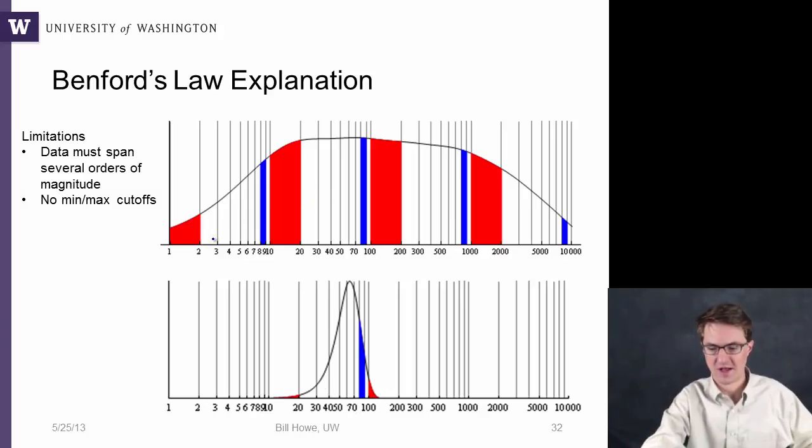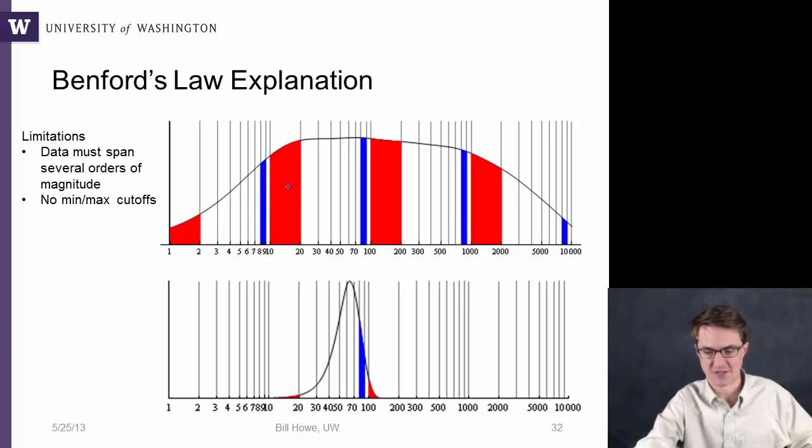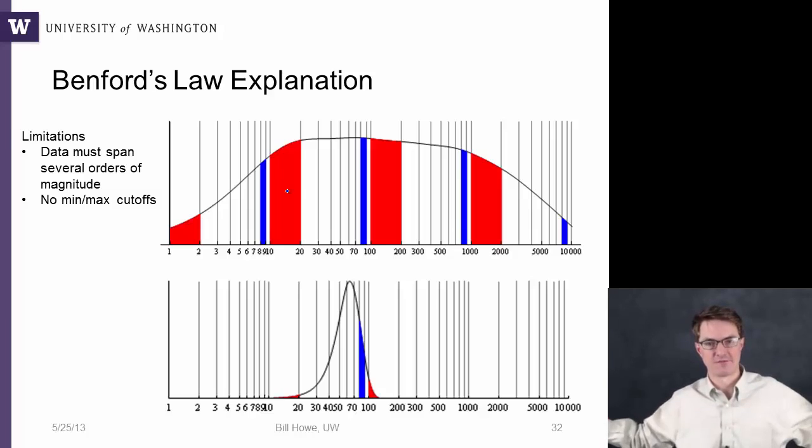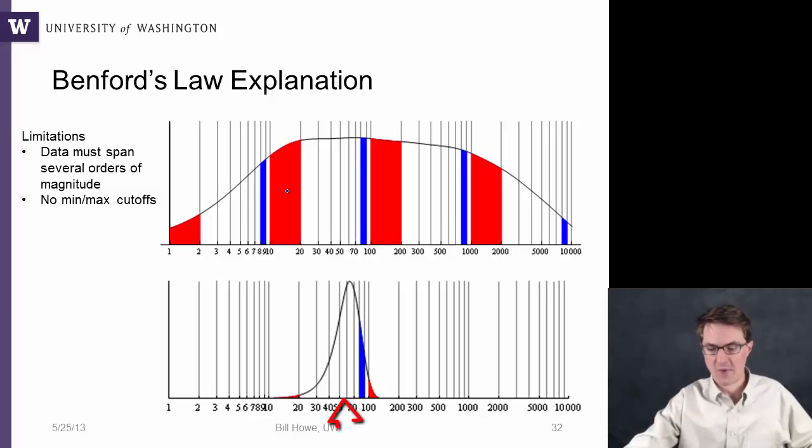And so this is illustrated by this plot here, where the red areas represent the probability of selecting something where the first digit is 1, and the blue areas are where the first digit is 8. Okay, and so as long as you span enough orders of magnitude, you get much more area where the first digit is 1. But if you take a narrow case, then the probability is more defined by the distribution itself, and there's not enough chance for the area under the curve for the digit 1 to get big.